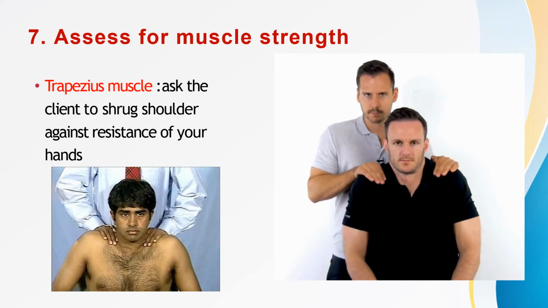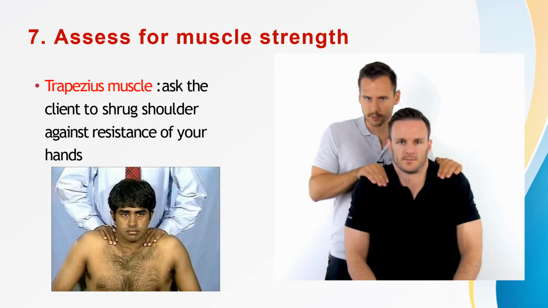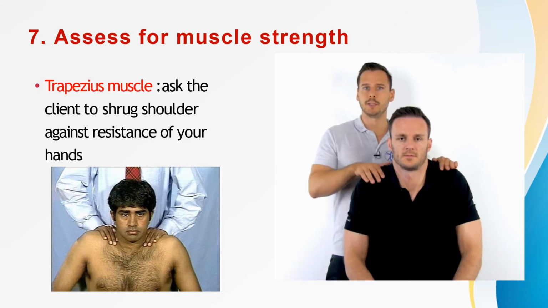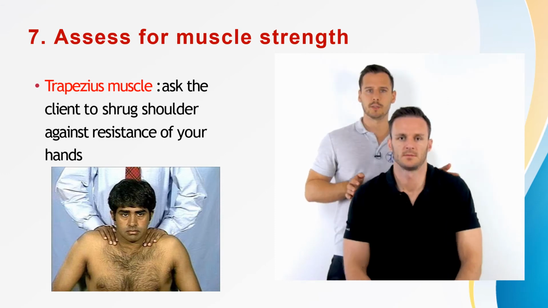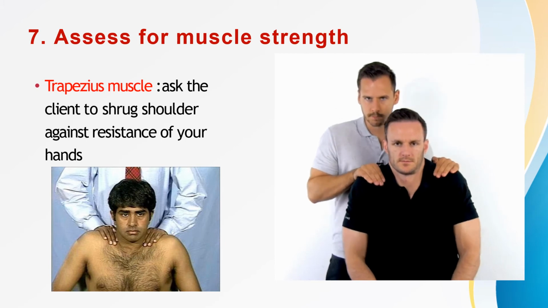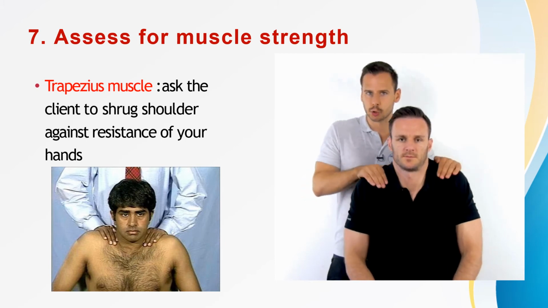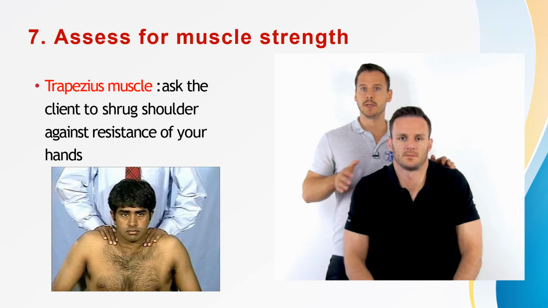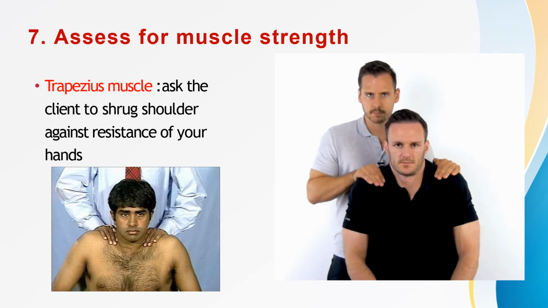You can also assess for the trapezius muscle by asking the client to shrug the shoulder against the resistance of your hand. Of course, the normal finding with this one is that the client can lift his shoulder as we give resistance or give weight to his or her shoulder.